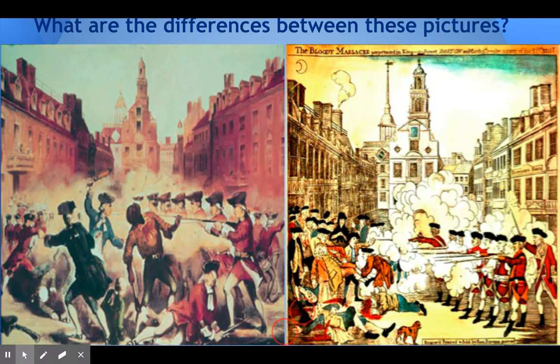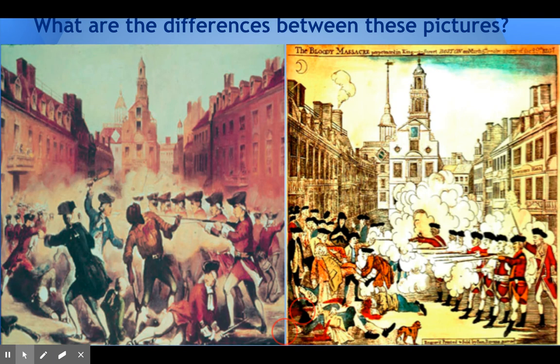But before we go any further, let me give you a little bit of background of what's happening. If the French and Indian War was the war that made America, this picture, the one on the right, of the Boston Massacre, is the picture that made America. So let's just talk a little bit about what had happened.